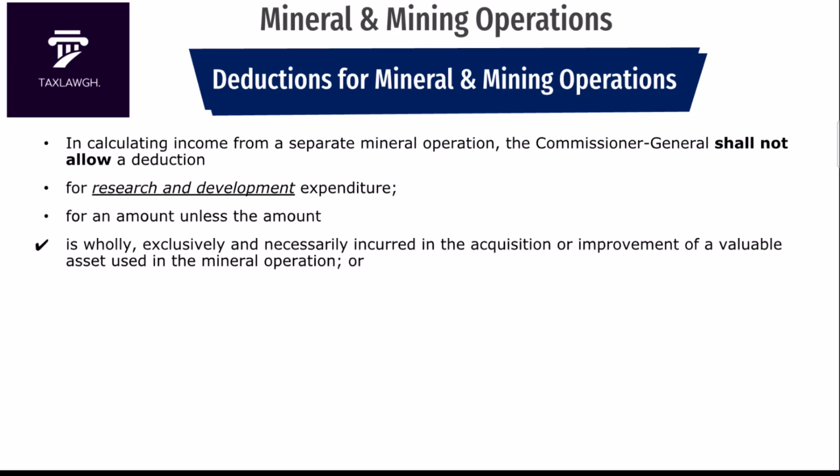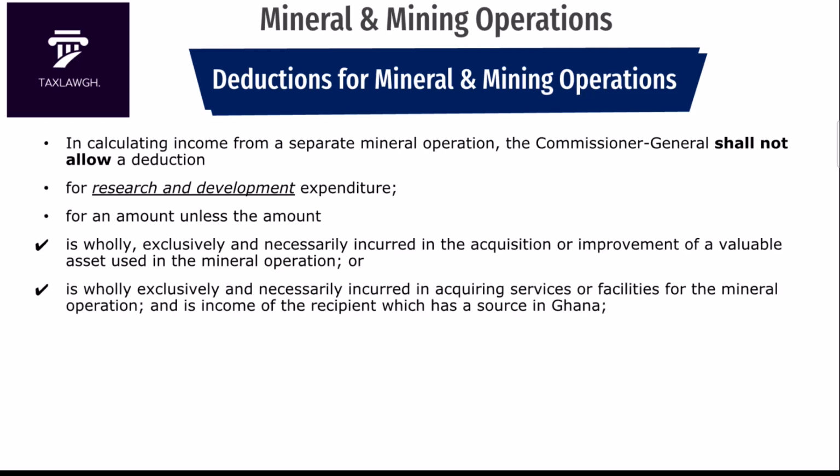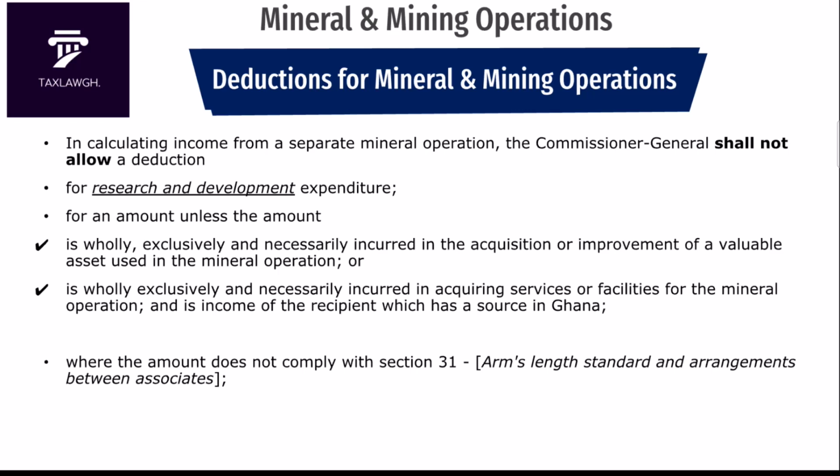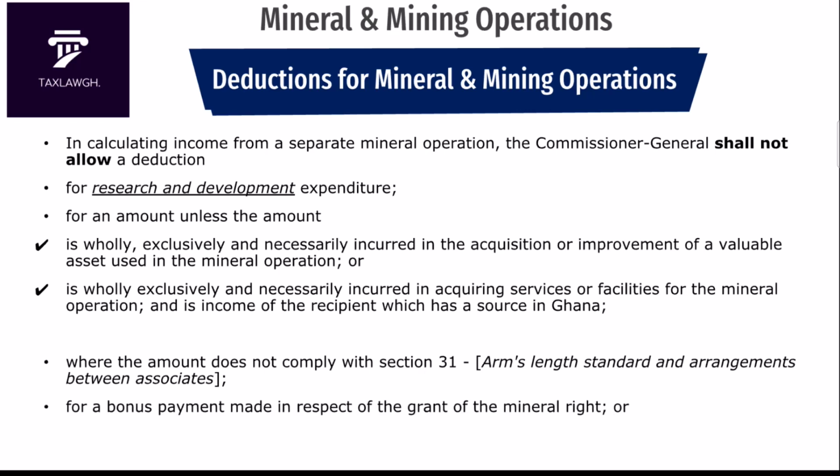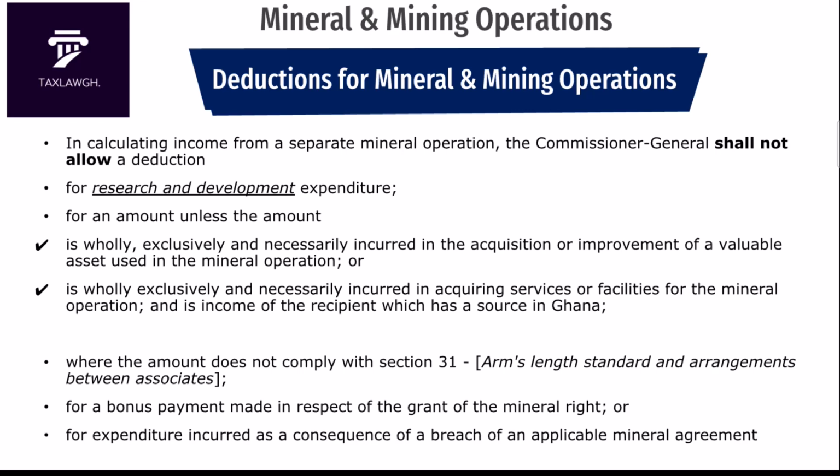What else? Any amount, same principle, that is not wholly, exclusively, necessarily incurred, both for getting an asset or for incurring an expense. And then any amount that does not comply with the arm's length principle or the arm's length standard will also not be deductible. Same for the bonus payments made and any expenditure incurred as a result of breaching an agreement. So if they take you to court and you have to pay damages for breaking the petroleum agreement or the mining lease, or what's technically called in practice the investment agreement, you cannot use that amount and say you're going to deduct it, right? You have breached an agreement and that amount should not be deductible ordinarily, right? So this should cover the deduction.